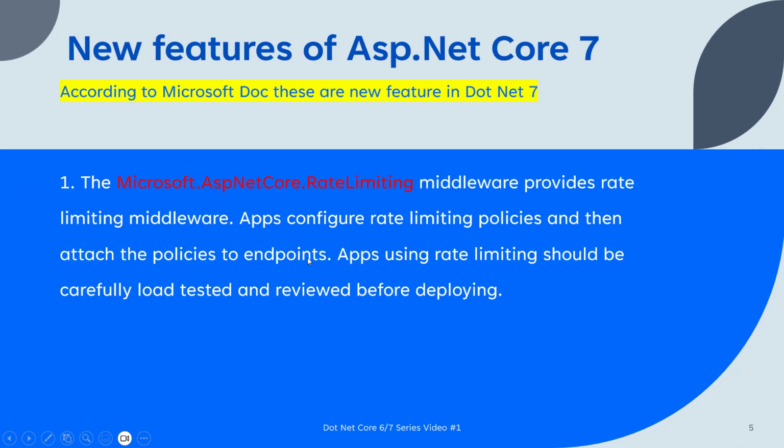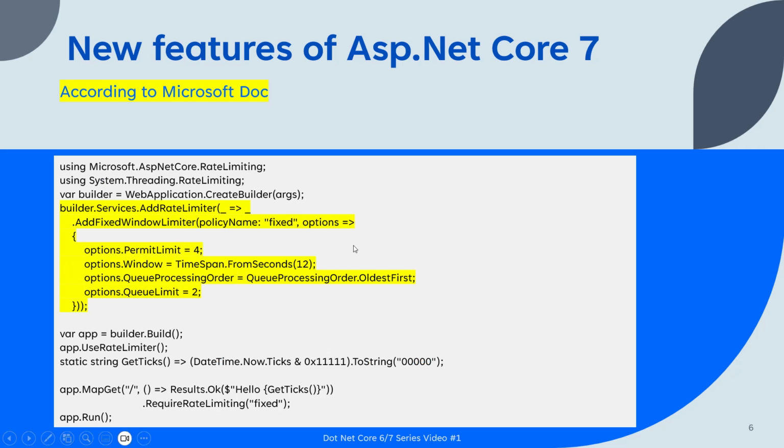Now first, what are the features introduced in .NET Core 7? Rate limit middleware is provided in .NET 7. What does that mean? You can add the service. If this code is not making sense to you, don't worry, we will discuss it in detail in an upcoming session. Over here we are adding the rate limiter service with a limit of 4, a queue limit of 2, a time span of 12 seconds, and the policy name is fixed. We will discuss these things in an upcoming video.